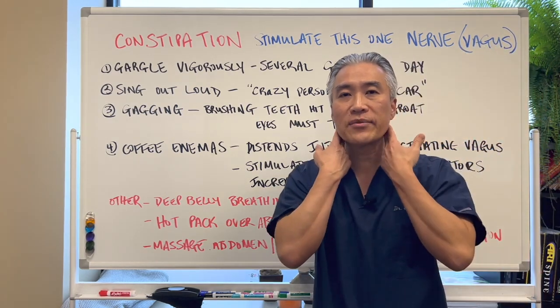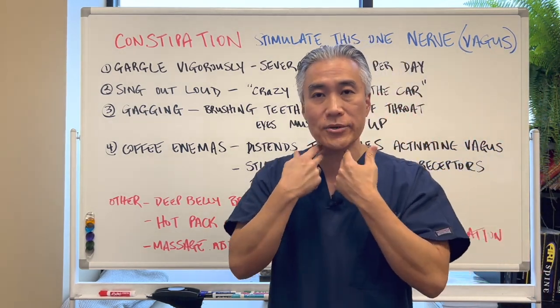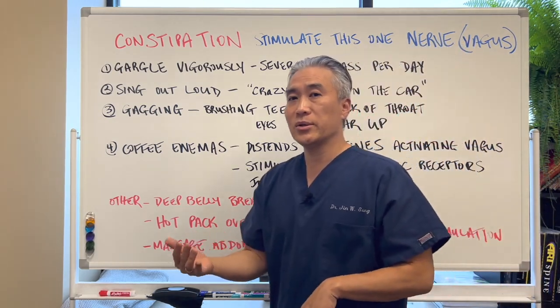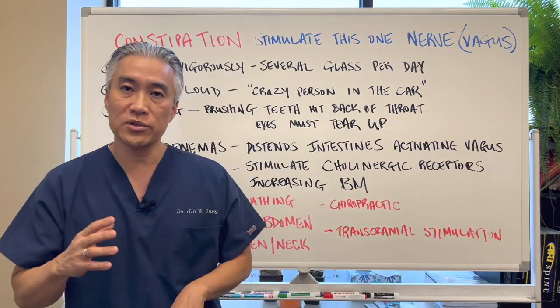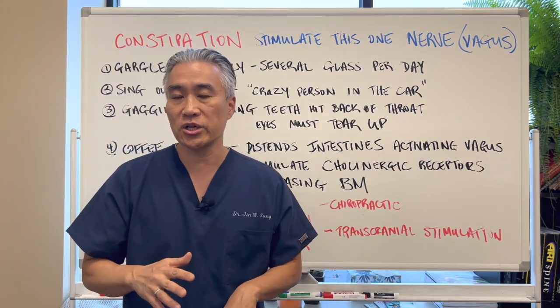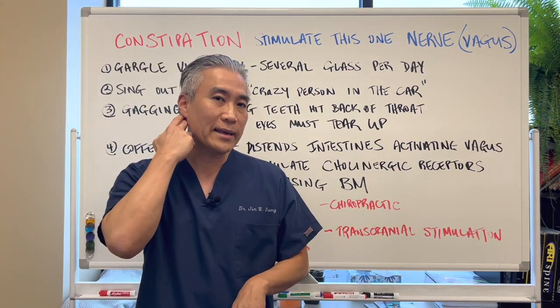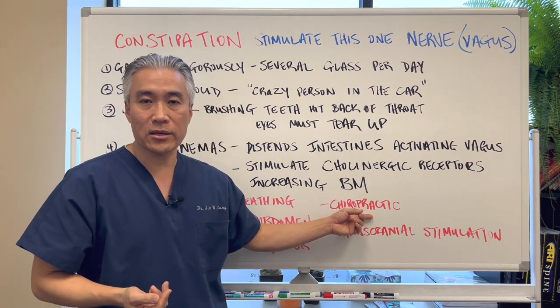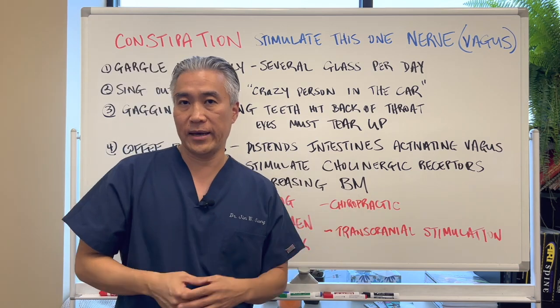You can do kind of the base of the neck and behind the ears to stimulate that nerve. Another great way to do it is chiropractic care. Someone who's very skilled at upper cervical adjustments or hitting the atlas and occiput area. Chiropractic care can be very effective in that.